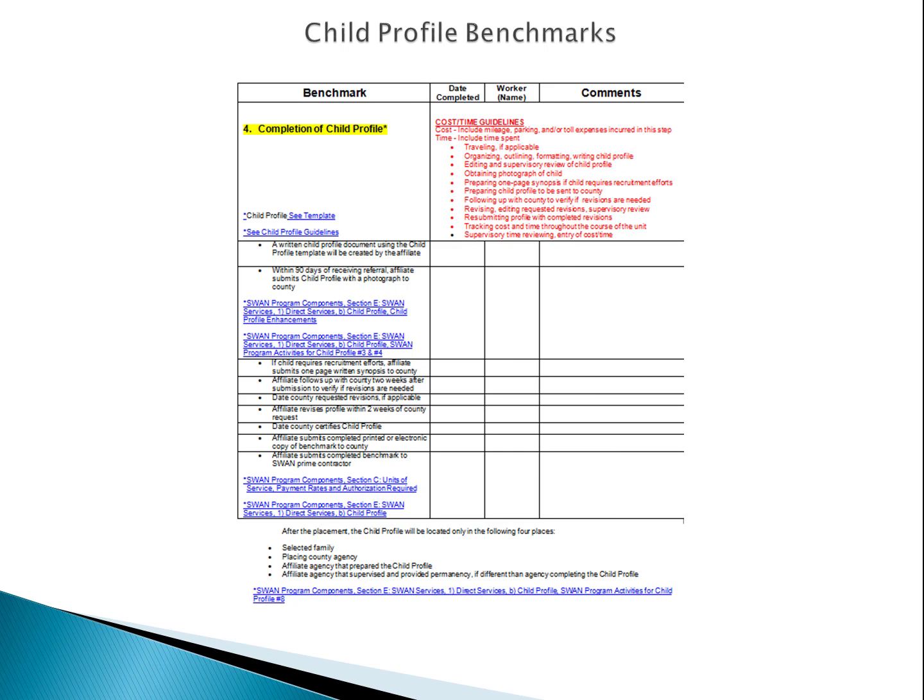Main numeric step number 4 is completion of child profile. Bucket number 4 should include time spent outlining, writing, submitting, and finalizing the child profile document and the one-page synopsis of the child. Supervisory review and editing should be included in this bucket as well. Remember to include practice and travel time to discuss and make any revisions requested by the county. Bucket number 4 also includes the time spent tracking cost and time throughout the course of the unit and the supervisory time reviewing entry of cost or time.